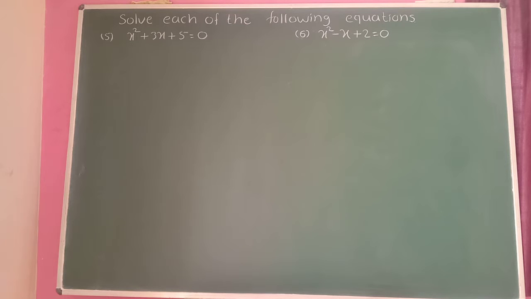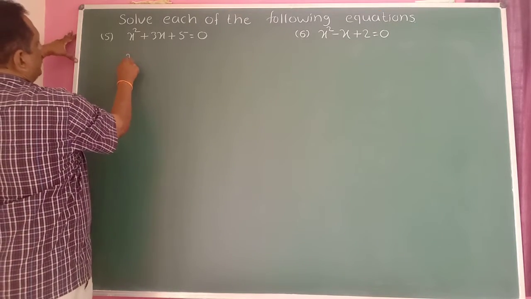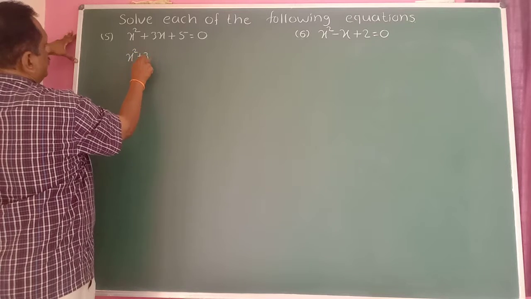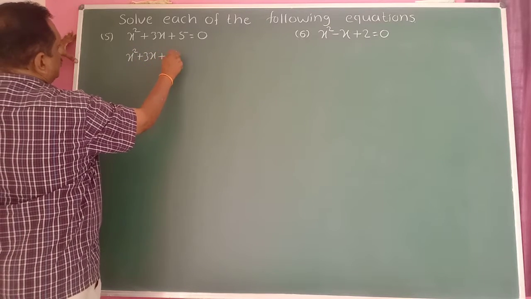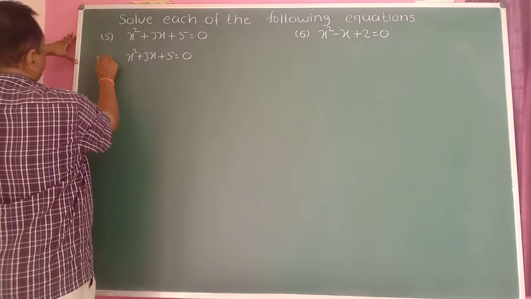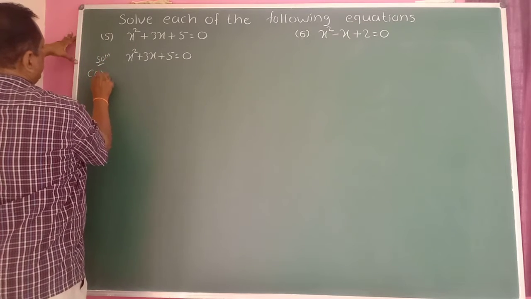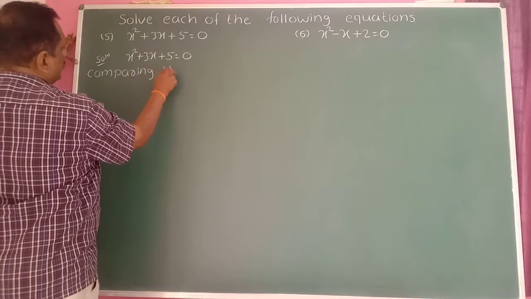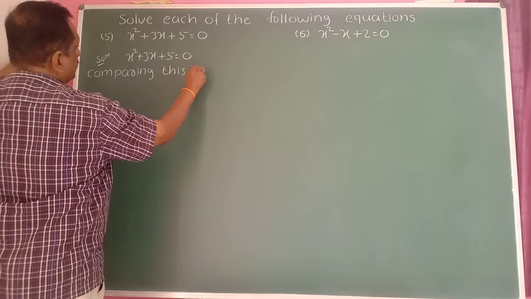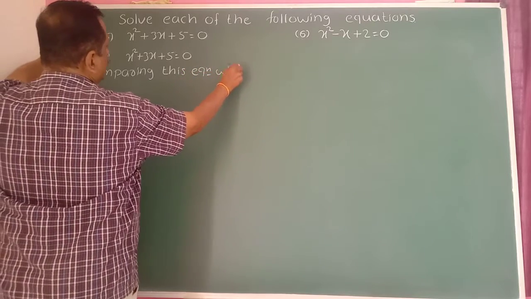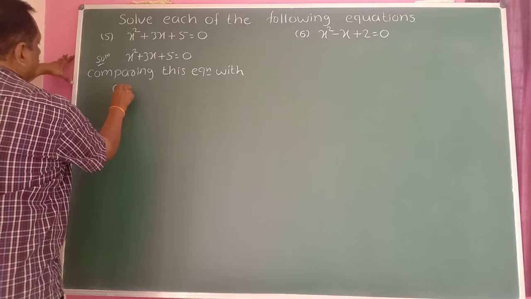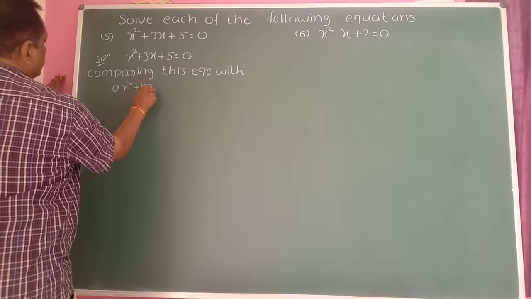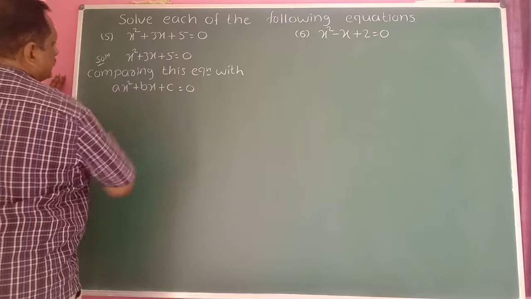Solve each of the following equations here. So x square plus 3x plus 5 is equal to 0. Comparing this equation with ax square plus bx plus c is equal to 0.